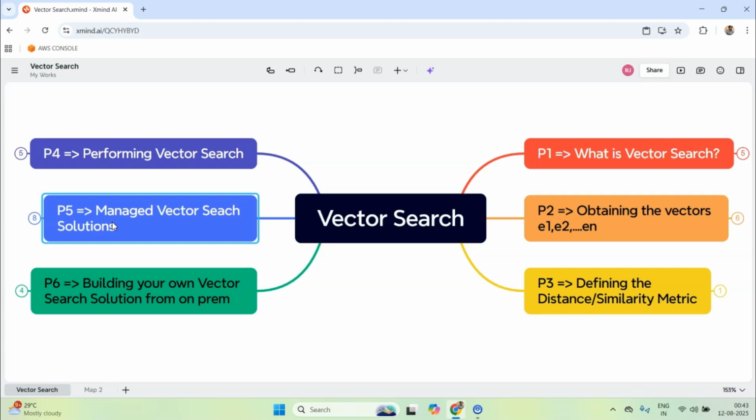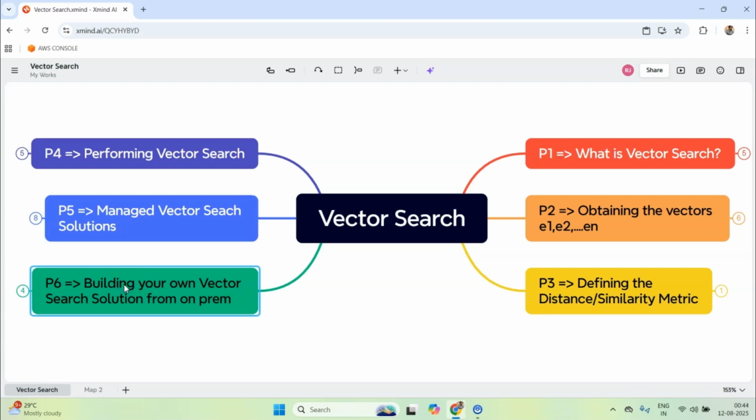So don't worry about these terms too much, just try to get the underlying fundamental concepts. Vector search and vector search databases, these two terms are used interchangeably. Okay, so vector databases in particular are optimized for doing vector search. And then we have this last section, building your own vector search solution. Maybe if you don't want to use managed, you can do it on your own premise. Okay, so let's get started.